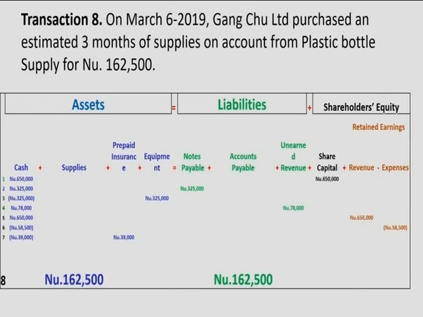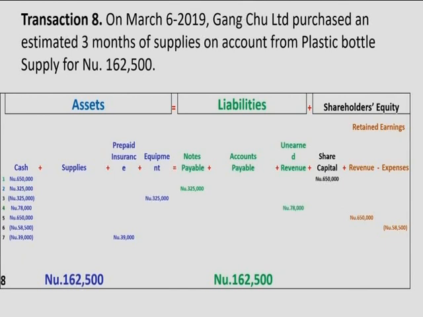162,000 is supplies, meaning it must be their inventories. They have purchased inventories of 162,000. So what happens? Supplies get increased in the asset column of the accounting equation, and this 162,000 is not paid at the moment because it is on account. That means later on they are going to pay.